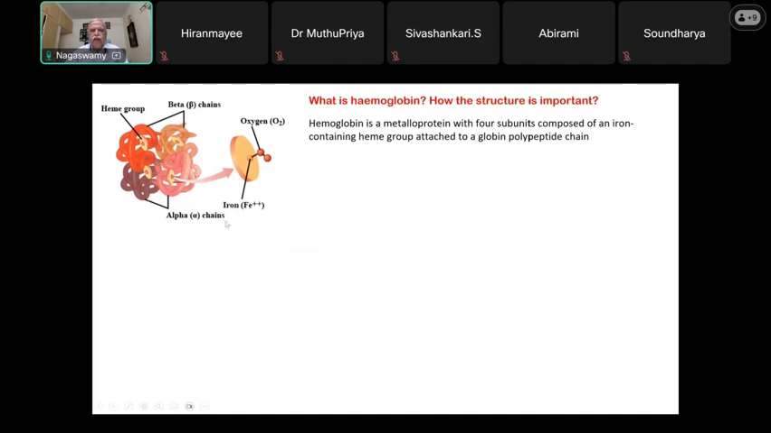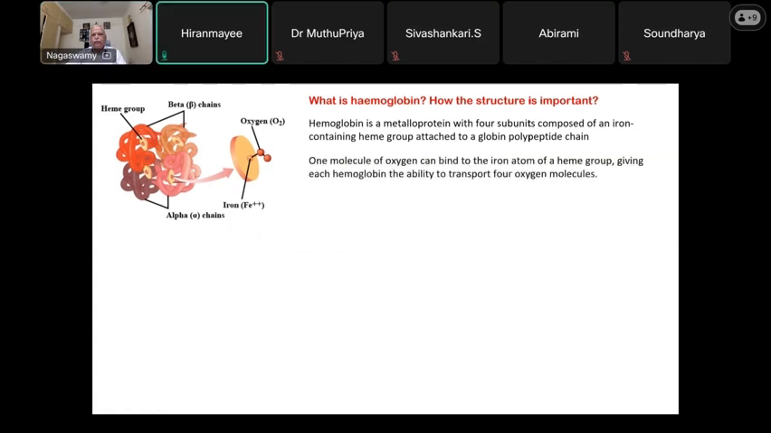And the type of chains that you have determines the type of hemoglobin. So if you have fetal hemoglobin, what will be the globin chain pattern? Alpha and gamma. So one molecule of oxygen can bind to the iron atom in the heme group, giving each hemoglobin the ability to transport 4 molecules of oxygen.